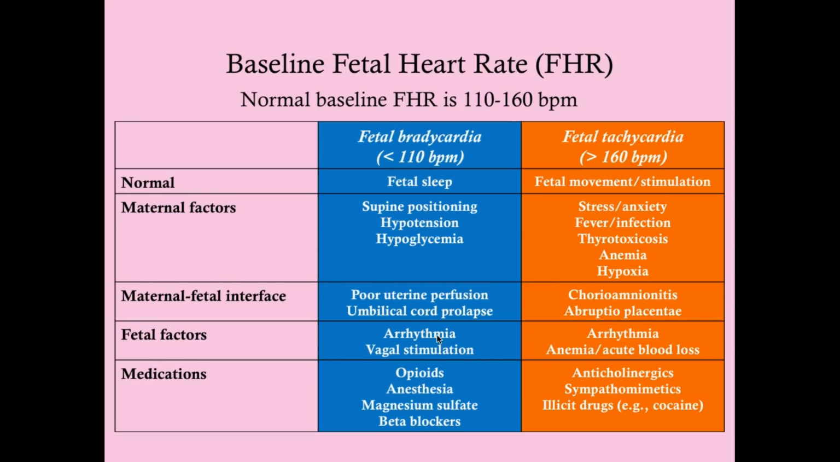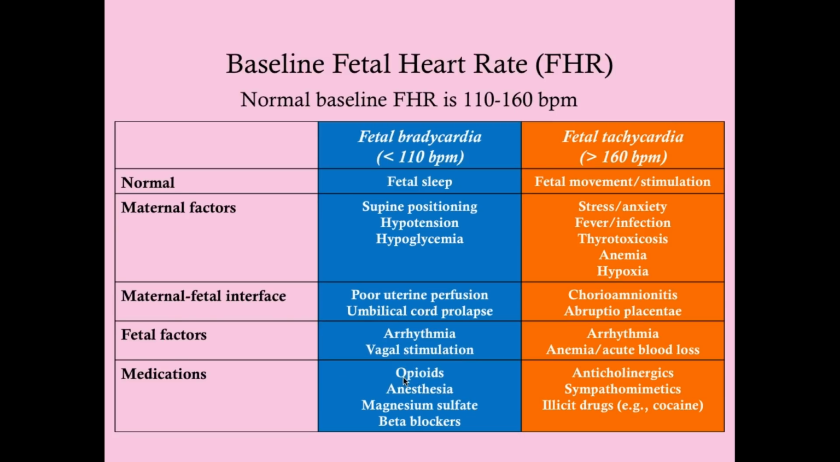Fetal factors can be things like arrhythmia. So what kind of arrhythmias? Congenital heart diseases, conduction defects, anatomic defects. One of the more commonly tested conduction defects is the congenital heart block, which can be associated with autoimmune diseases in mom, particularly the anti-Ro and anti-La antibodies. That causes a congenital heart block, goes away after the baby's born. Okay, and then vagal stimulation. So this is going to be the big cause behind your early deceleration, which we'll talk about in a little bit.